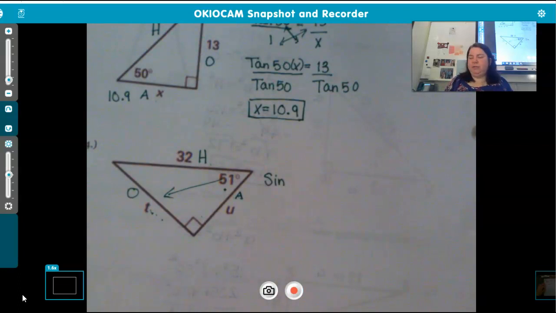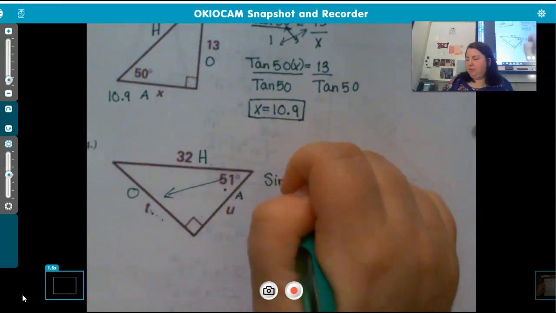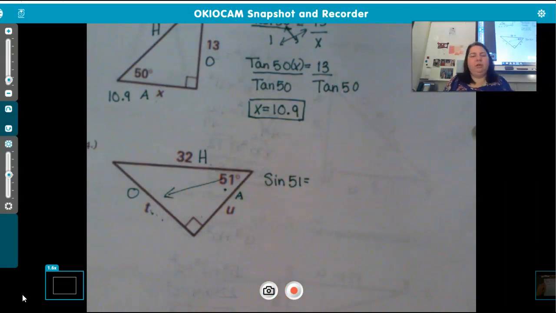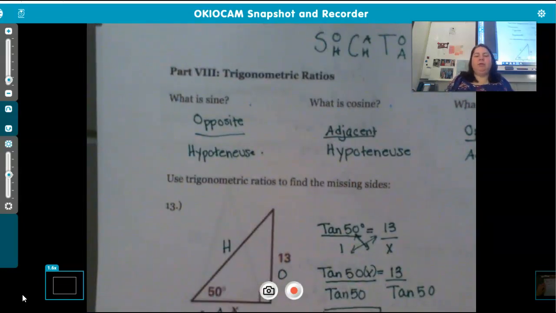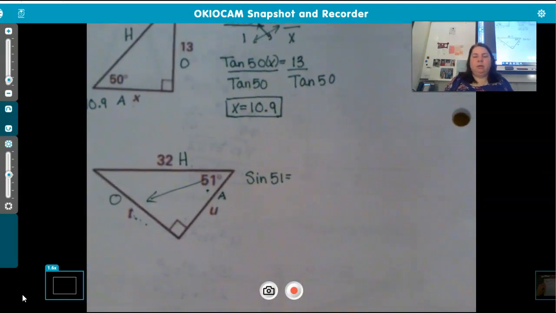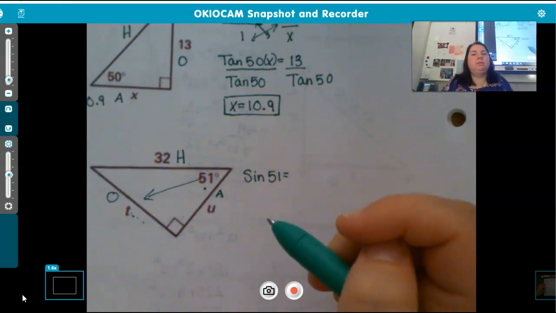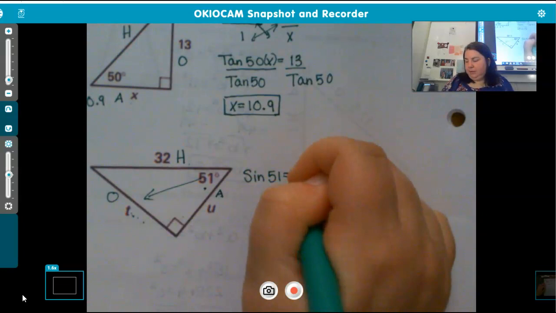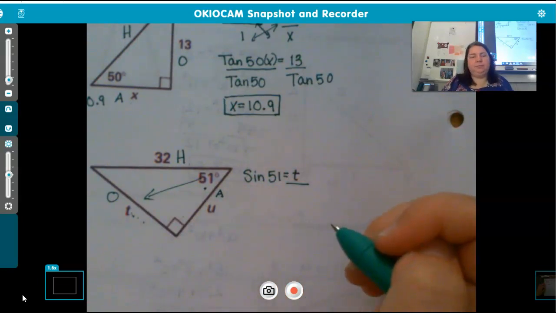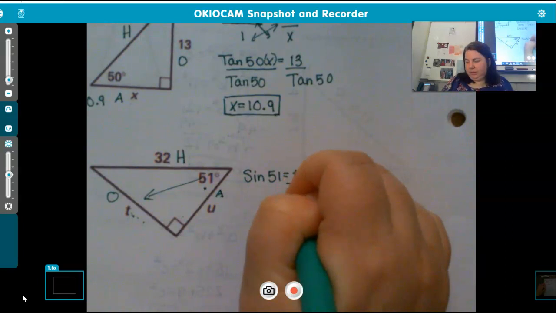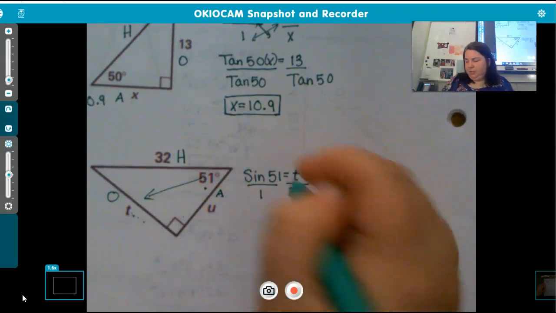What's our degree on our reference angle? So our sine of 51 equals what over what? Look at the order. Sine is what over what? Opposite over hypotenuse. So what is O? It's our T. What is H? 32. Again, we just stick this over 1.